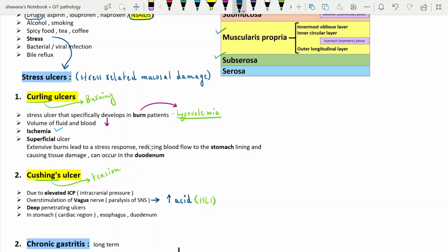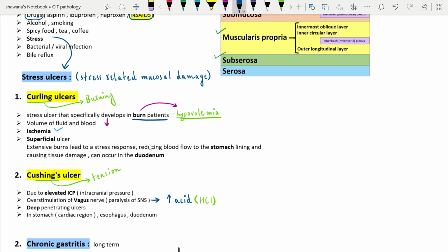Let's discuss it. Stress related mucosal damage basically means, and there are two types. First is the Curling ulcers, and the second are the Cushing's ulcers. First is the Curling ulcers. Curling ulcers develop in the patients who have burns, like these are also known as the burn ulcers. And think logically that burning is a type of stress. Our body recognizes the burn as stress. So these are the stress ulcers that develop in the patients who are burnt.